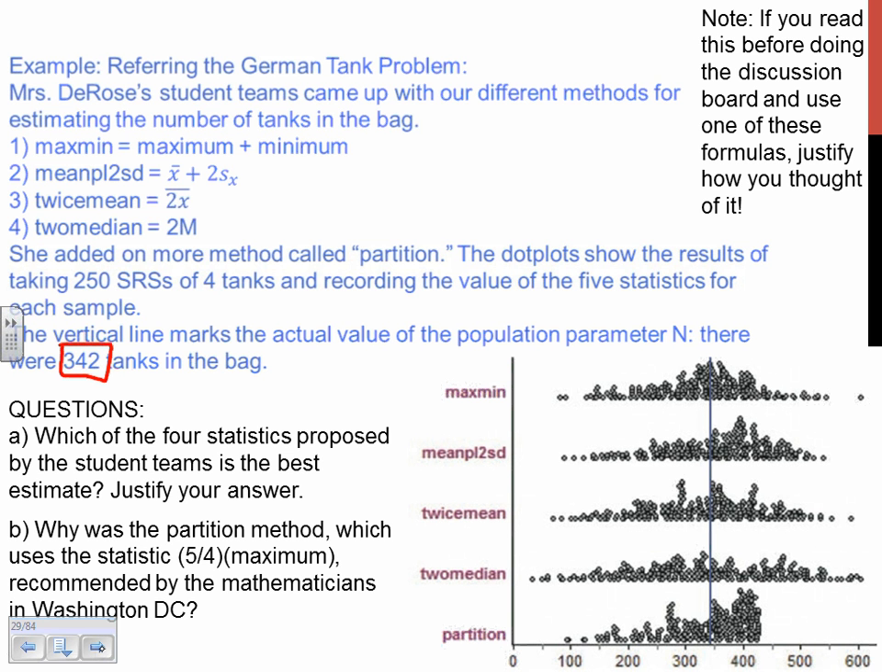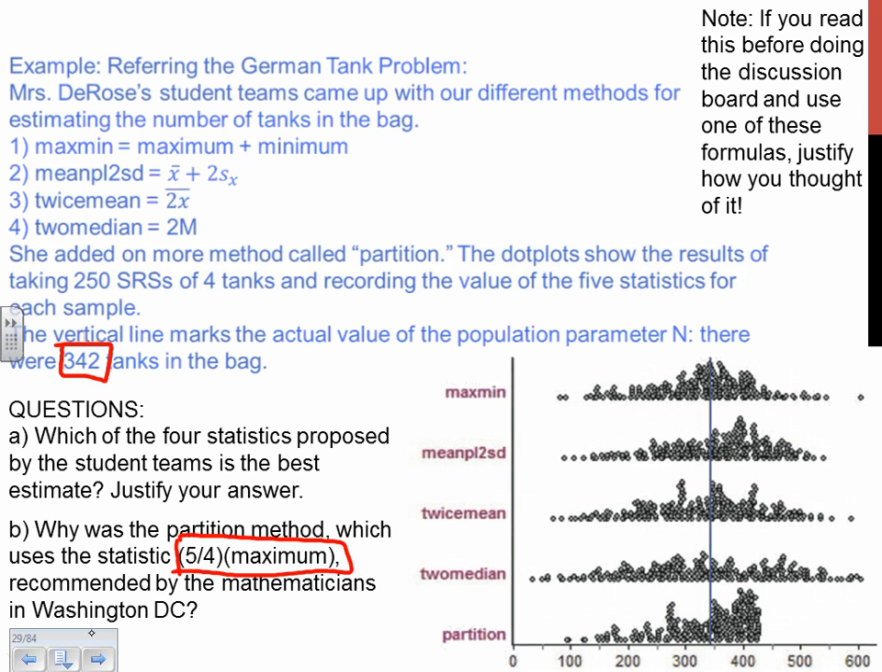So how did you do? Hopefully you did okay. The one that the mathematicians did was 5/4 times the maximum. Isn't that crazy? All of that work, and that's what they decided. So they felt like that was the most unbiased estimator, to do the 5/4 maximum. So what was the most biased? Let's look over here. Gosh, the most biased looked like it'd be twice the median.